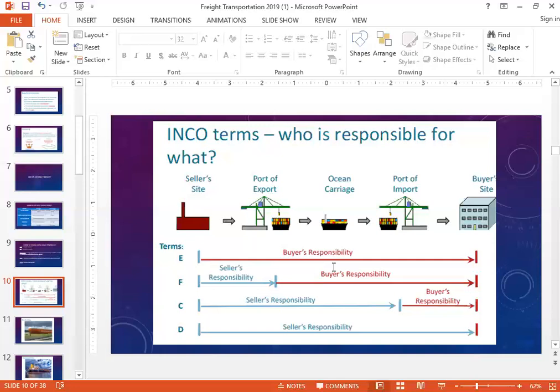The buyer pays for all of that. A C category INCO term is when the seller pays for everything up till the point that the goods reach the port of import. And the buyer takes over from the port, he takes control of the goods, and he pays for the transportation from there onwards. A D category INCO term is when the seller pays for the entire shipping, right from the beginning, all the way till the end. And so that's a D category INCO term.